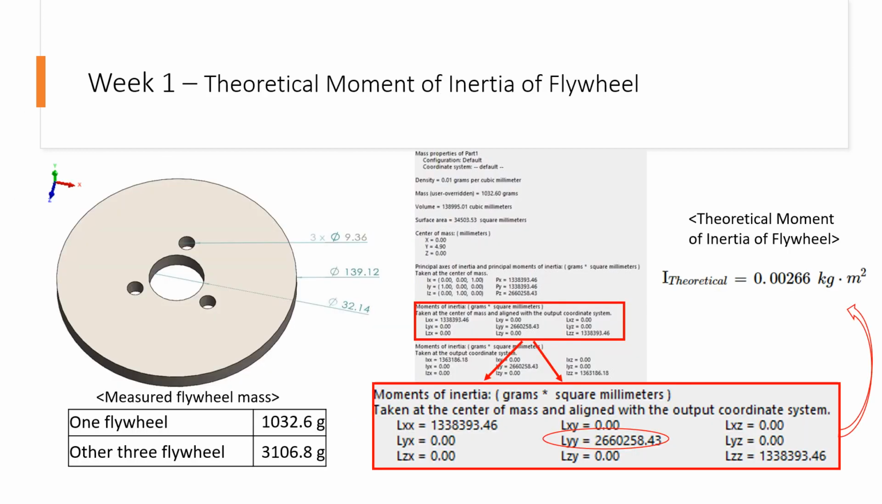In order to calculate the theoretical moment of inertia of the flywheel, a CAD replica of the flywheel plate was modeled through SolidWorks, and from the associated mass properties, the moment of inertia can be determined. Modeling a single flywheel of 1032 grams, the theoretical moment of inertia is 0.00266 kilogram meter squared.